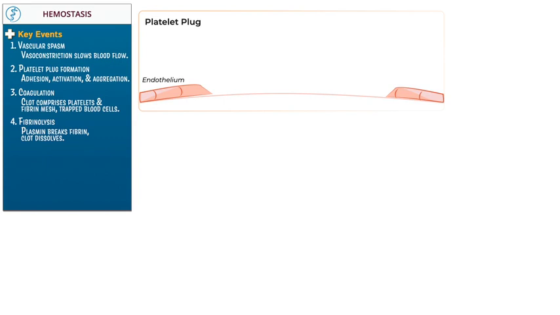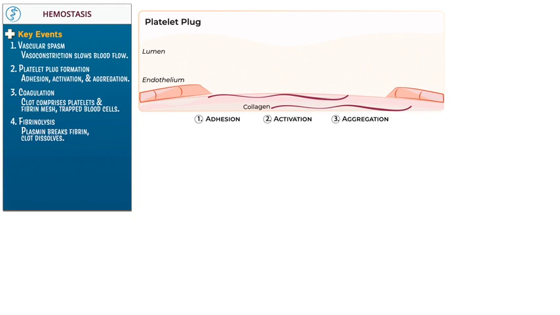Show a layer of ruptured endothelium, the subendothelium with exposed collagen fibers, and the vessel lumen. Write that the platelet plug is formed via adhesion, activation, and aggregation. Draw a disc-shaped inactive platelet and show that it contains granules.